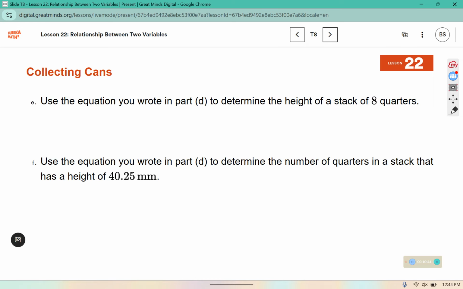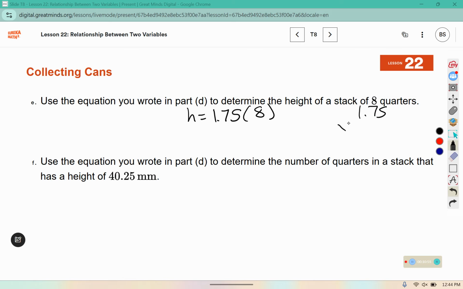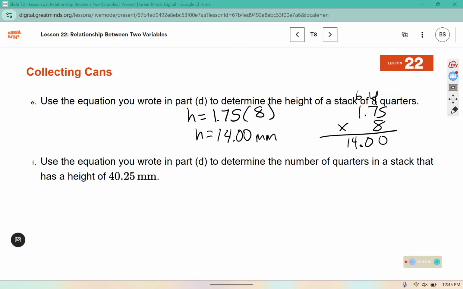E, use the equation to determine the height of the stack of 8 quarters. So we are replacing the Q for quarters with 8. So we're multiplying 1.75 by 8. That would be 40. 7 times 8 is 56, plus 4 more makes 60. 8 times 1 is 8, plus 6 more makes 14, with 2 decimal spots. 14 millimeters tall.